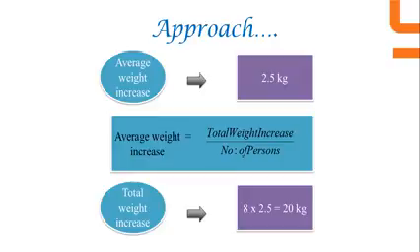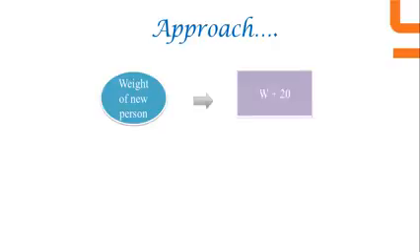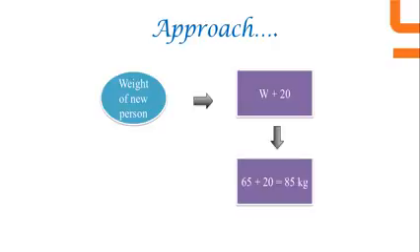Now what do we have to find? We have to find the weight of the new person who has entered the group by replacing the person with weight 65 kilograms. So how do you find the weight of the new person? By replacing the man with 65 kilograms, the weight increases by 20 kilograms. So what is the weight of the new person? It is very simple. It is 65, which was the weight of the person who was already there, plus 20. That is the weight increase. So the weight of the new person is 85 kilograms. Okay, so the answer option is C.